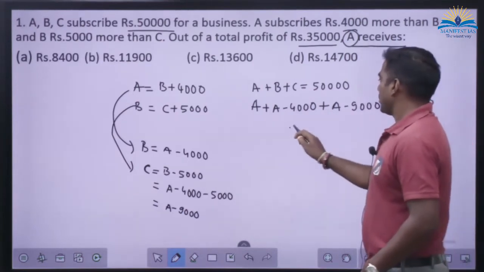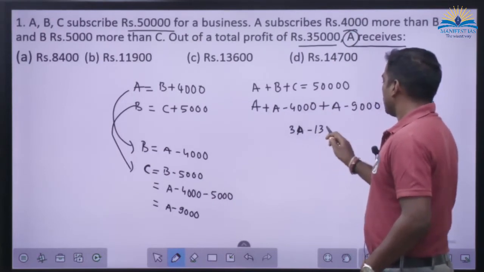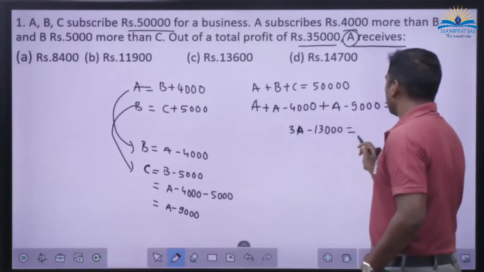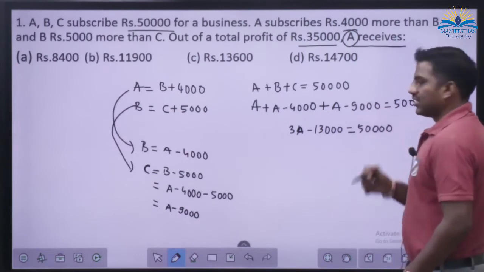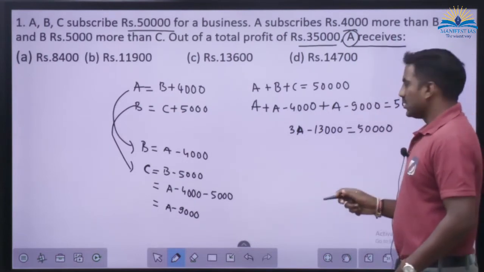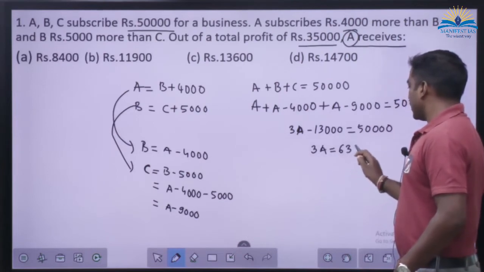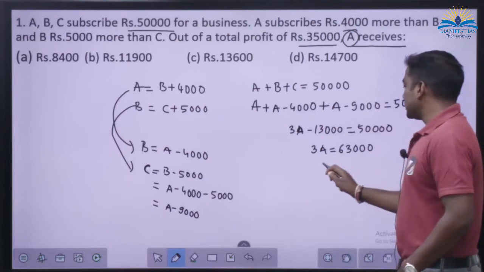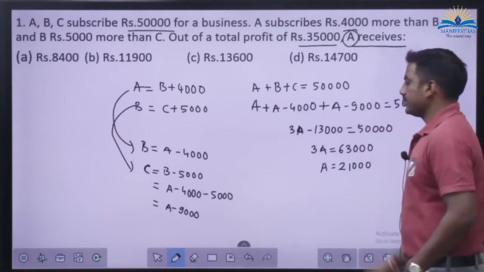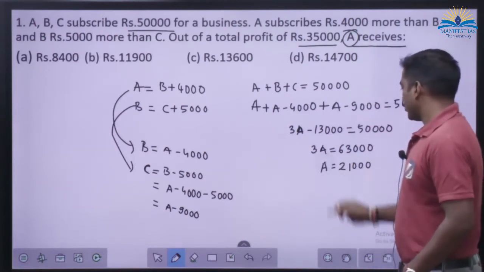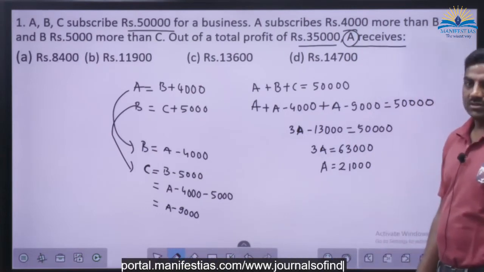Now 3A minus 13,000 is equal to 50,000. Yes. Then 3A is equal to 50 plus 13, 63,000. A is equal to 21,000.